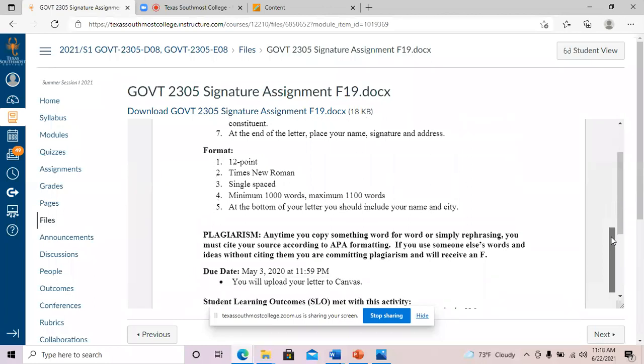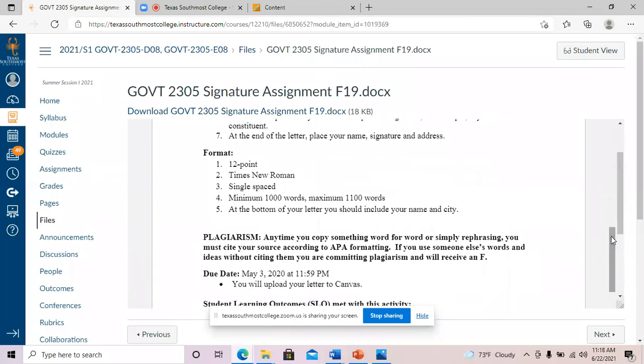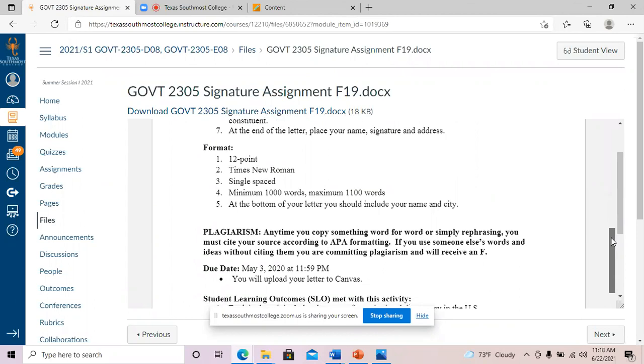Okay, format: 12-point font, Times New Roman, single spaced, minimum 1,000 words, maximum 1,100 words. Make sure you hit that sweet spot between 1,000 and 1,100, because if you are less than 1,000, that's going to dock you points. If you're more than 1,100, that'll also dock you points. So make sure you are within that range. And at the bottom of your letter, you should include your name and city.